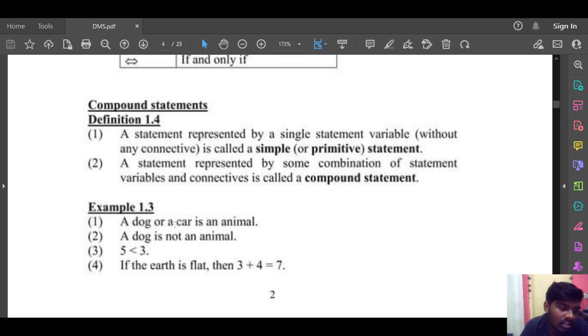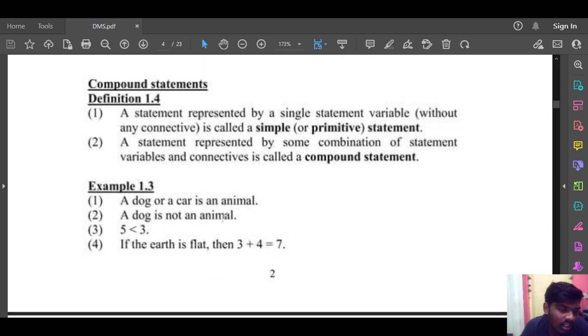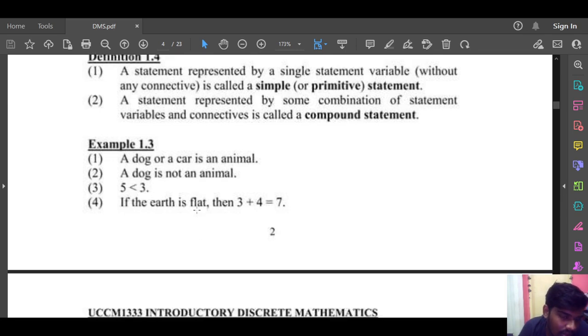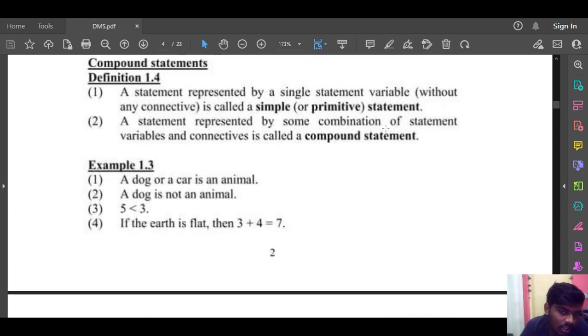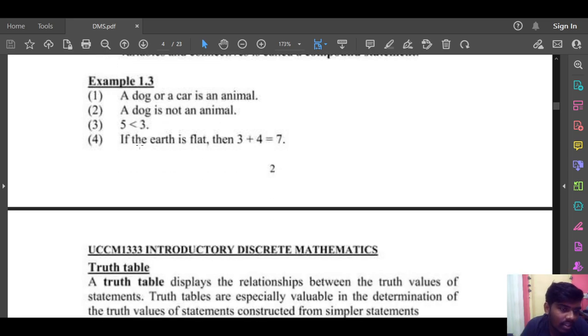Here we are going to see some examples like: a dog or a cat is an animal. A dog is not an animal. 5 is less than 3. If the earth is flat, then 3 plus 4 equals 7. Here are some compound statements, a combination of more than one statement connected with connectives, like a dog or a cat is an animal. It is a compound statement. 5 less than 3 is a simple statement.